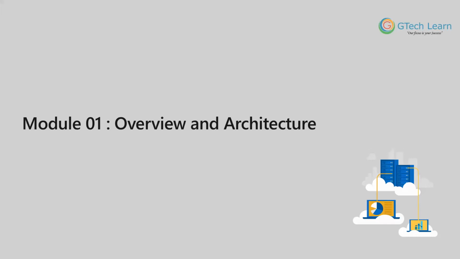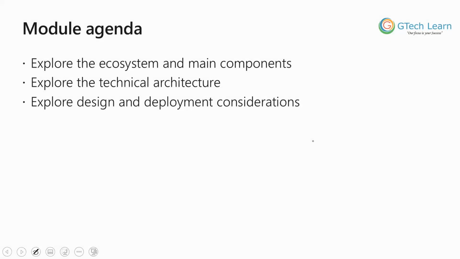Let's start with the very first module of MB500, which is talking about the overview and architecture. In this module, there are three lessons which we would be covering. First of all, we would be discussing the ecosystem of Dynamics 365 and what are the main components available in that. We would also be exploring the technical architecture of Dynamics 365 Finance and Operations. Along with that, we would be discussing some of our design and deployment considerations. What should be the design best practices and the deployment best practices when you're working upon any of your D365 migration or a fresh implementation.